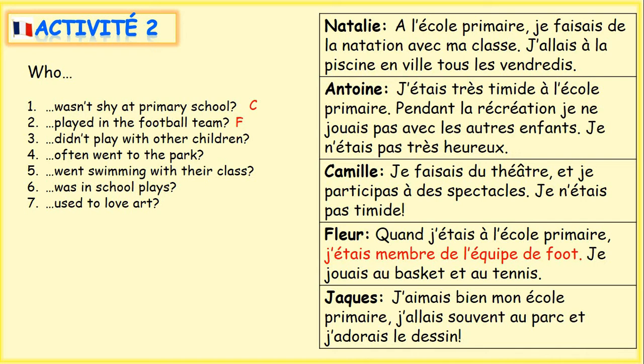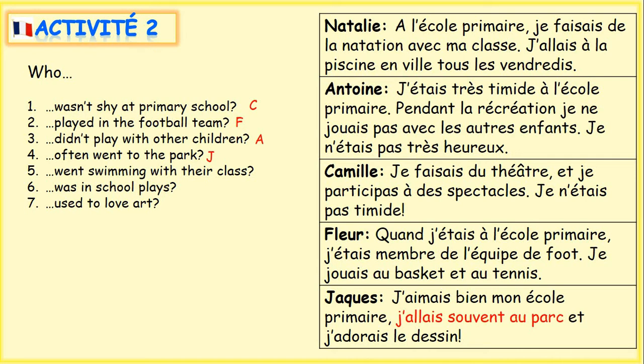Who didn't play with other children? And the answer is Antoine. Je ne jouais pas avec les autres enfants. Remember the word enfant looks a bit like the word for infant, and therefore is children. Who often went to the park? That is Jacques. J'allais souvent au parc. Souvent being the word that means often.